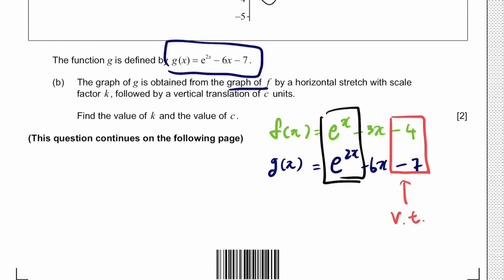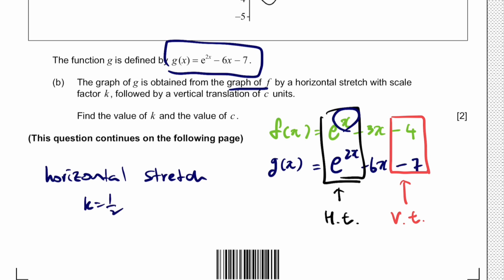Using e to the power of x and e to the power of 2x, we have to identify the horizontal stretch. Since we have moved from x to 2x, we know that the horizontal stretch has a scale factor of 1/2. And since we have moved from -4 to -7, we know that the vertical translation is c equals -3, or 3 units down.